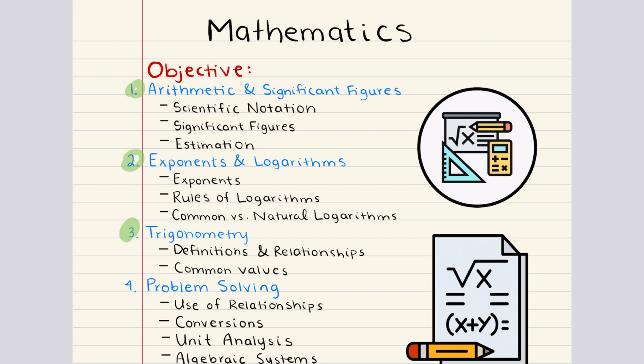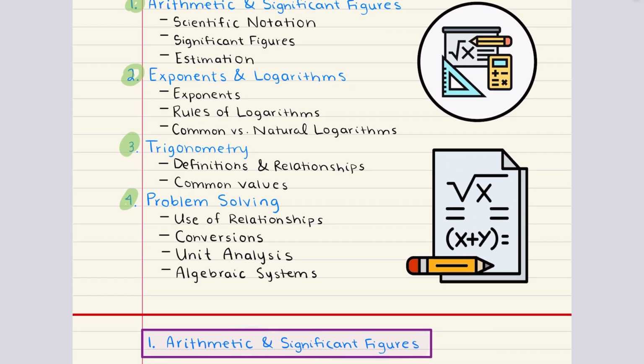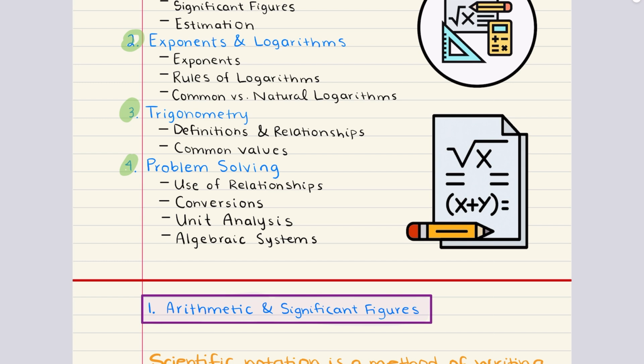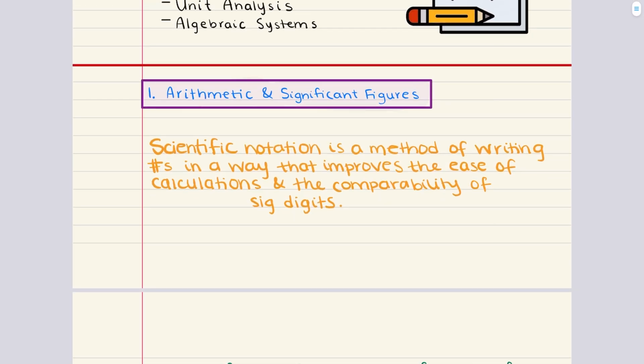So here we're going to define key trigonometric functions such as sine, cosine, and tangent, and we'll also discuss their relationships. Last but certainly not least, we're going to cover problem solving. So in this objective, we're going to focus on problem solving techniques that tie all of these concepts together. This includes understanding relationships between variables, performing unit conversions, using dimensional analysis, and solving algebraic systems. So with that introduction, let's go ahead and get started with Objective 1.